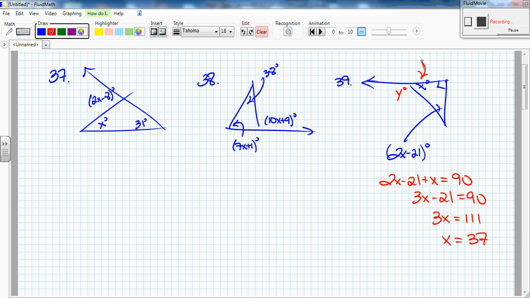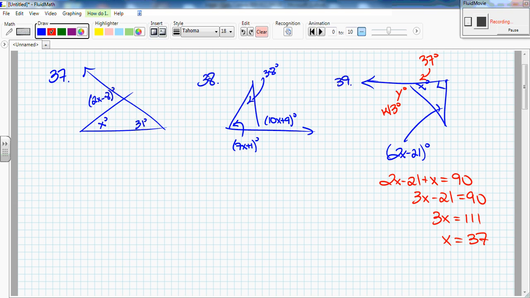So if x is equal to 37 degrees, these two angles have to add up to be 180. So this angle y then would be 143, and that would be the measure of the exterior angle.